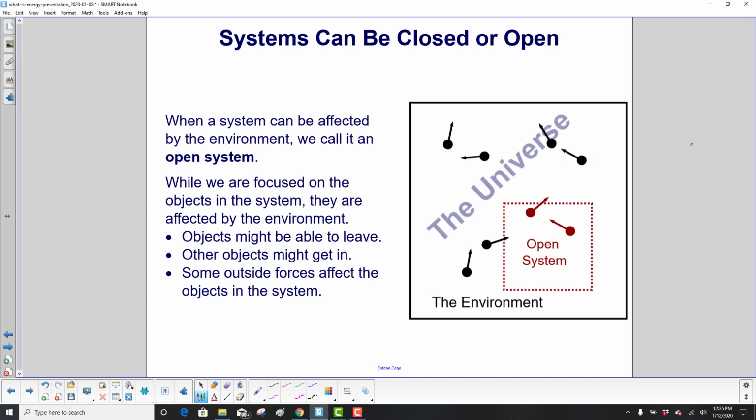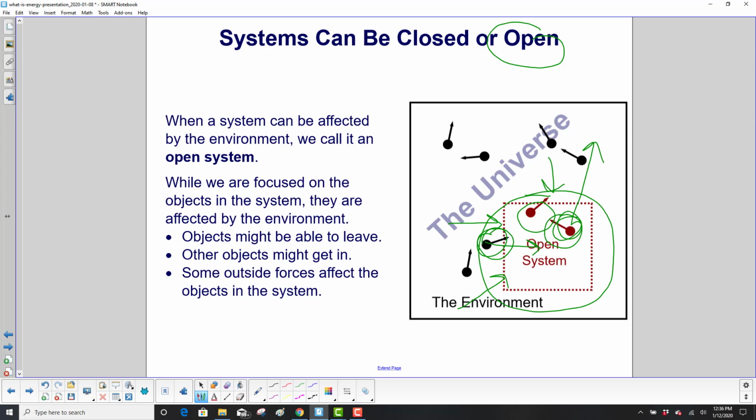So what's the opposite of a closed system? Open system. And you can see here we have dashed lines which indicate some level of permeability. We will call that an open system. Now, we're focusing on these objects. We want to know what happens to them, but they are affected by the environment. Objects might be able to leave. This guy here could shoot out like this. Other objects could get in. And some outside forces can affect the objects in the system. Maybe not all of them from the environment, but certainly some of them.